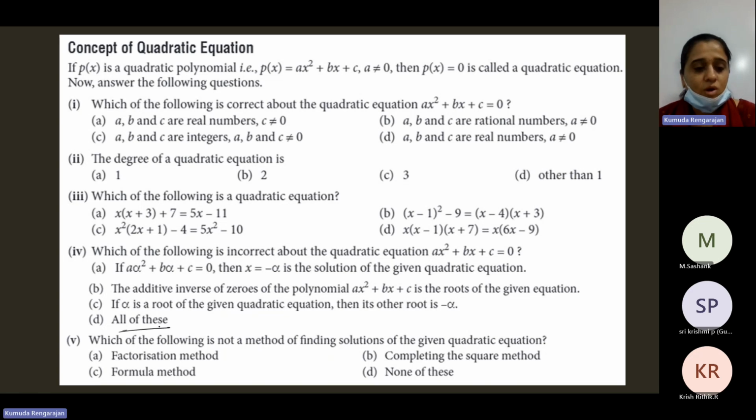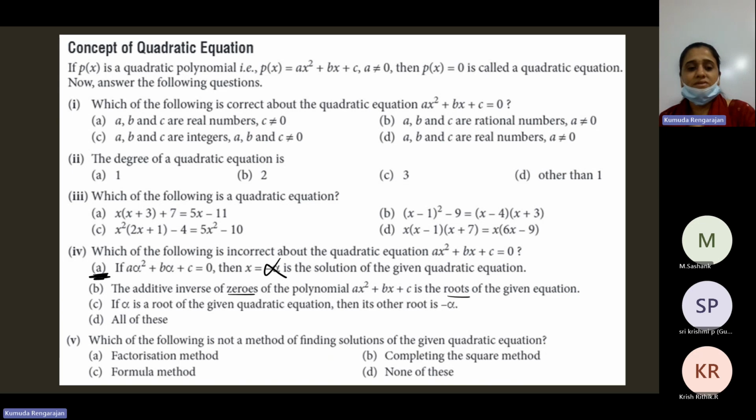So that means I think all of these are incorrect. The question is, which of the following is incorrect? All are incorrect. This one is incorrect because x is equal to alpha, it should be. So it's incorrect. And this one, they're saying that the zeros and roots are negatives of one another.